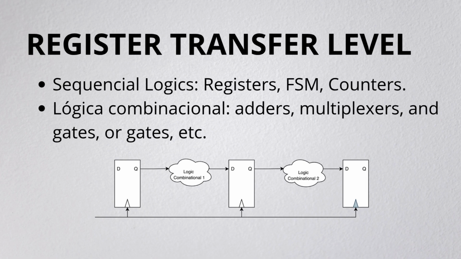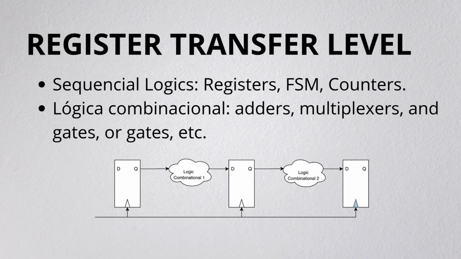RTL stands for Register Transfer Level. It is the abstraction level we use to describe digital hardware in a way that can be synthesized into an actual circuit. There are two fundamental building blocks in RTL: sequential logic, which could be registers, flip-flops, state machines, and counters. Combinational logic could be adders, multiplexers, AND gates, or comparators.